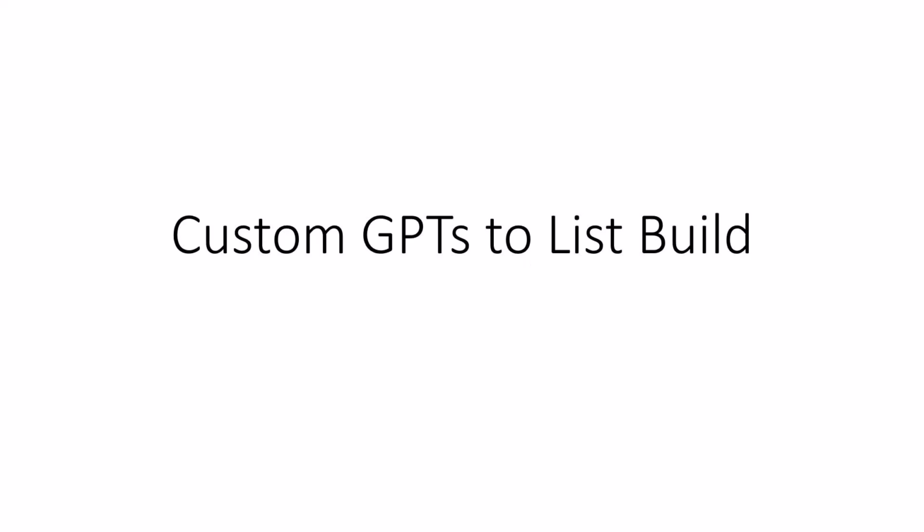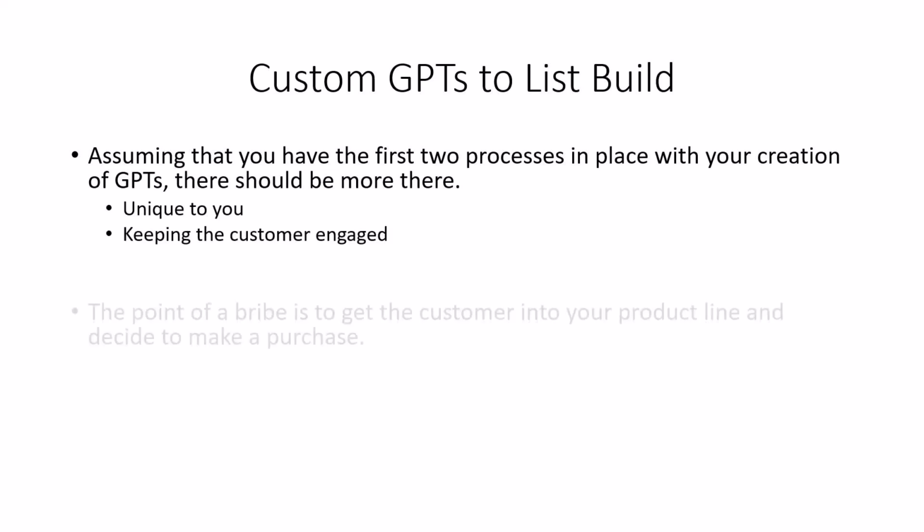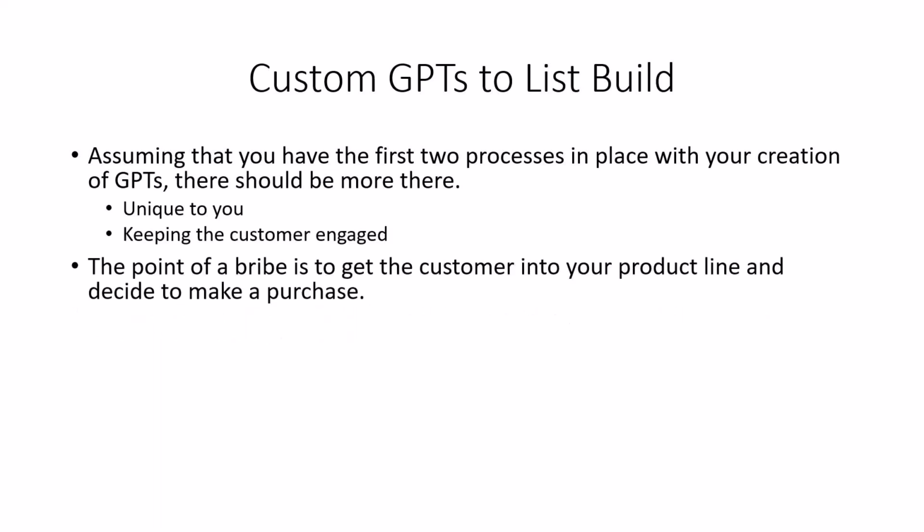Let's talk about using your GPTs to list build. Assuming you have these other two processes in place. Now, again, those two things don't go away. So please do not think that I'm going to create a GPT to help me to build my list, but I'm not going to have a USP in there. Can't do it, right? It has to have a USP in it. GPTs should lead to an upsell or cross sell. That has to be in there. So assuming you have those processes in there, again, there should be something unique to you and keeping the customer engaged.